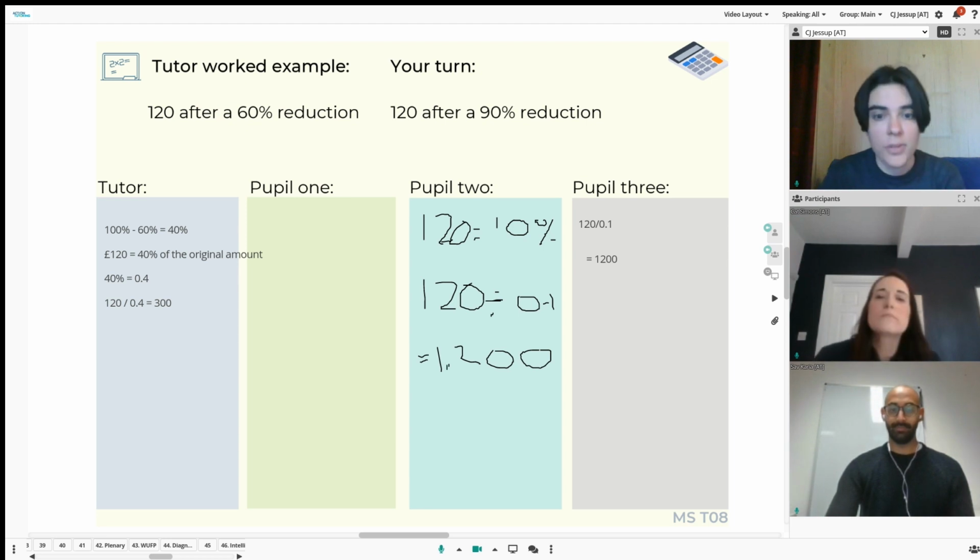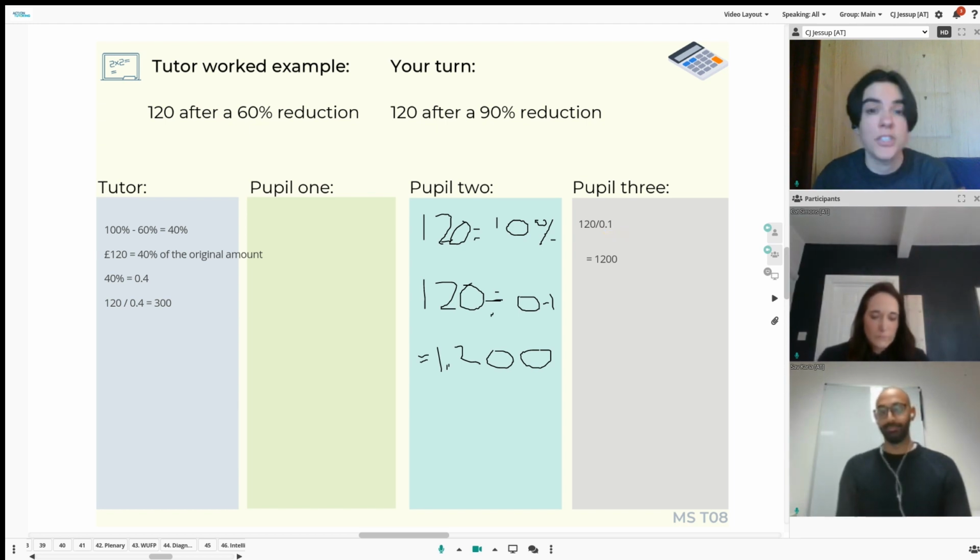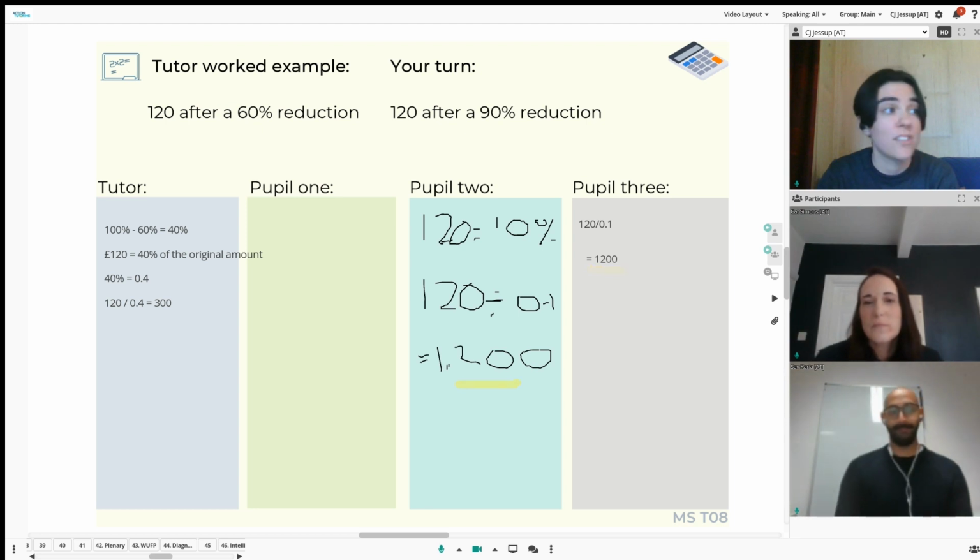Brilliant. Well done, guys. You're both correct. And I can see you followed the steps there. That's great. So if you reduce it by 90%, you're left with 10%. 10% is the same as 0.1. So you divide the new amount by 0.1 and it gets you back up to the original amount, which is 1,200, just like you've got there. So that's really good. Well done.